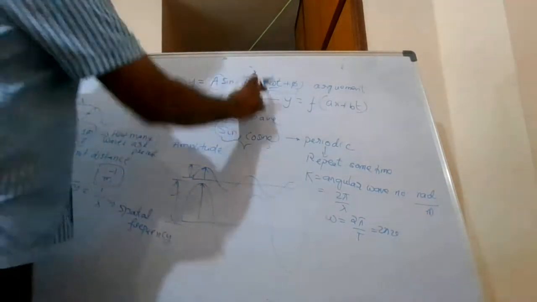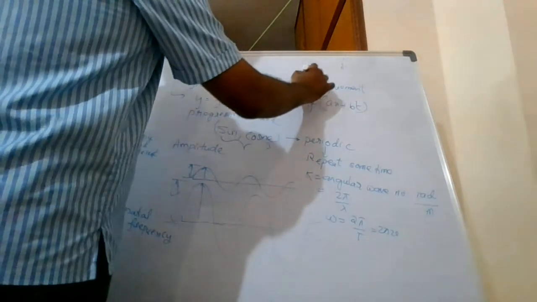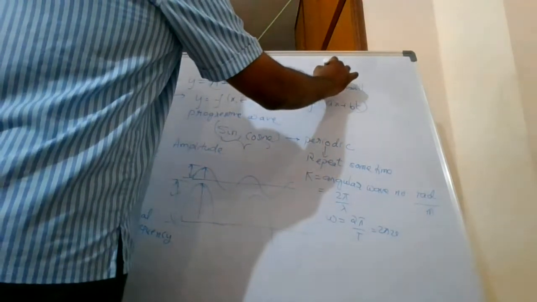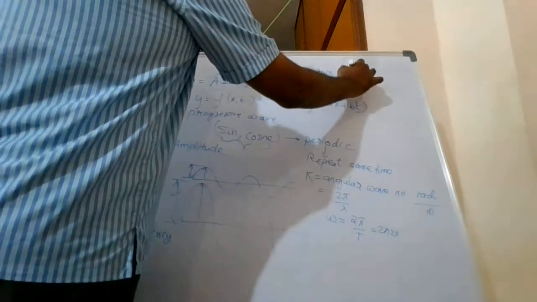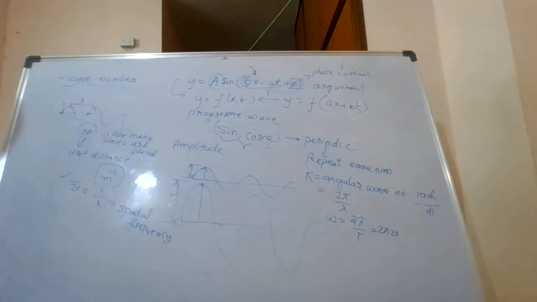So omega we have seen. Now one very important concept is called the phase constant. We need to understand what a phase constant is.